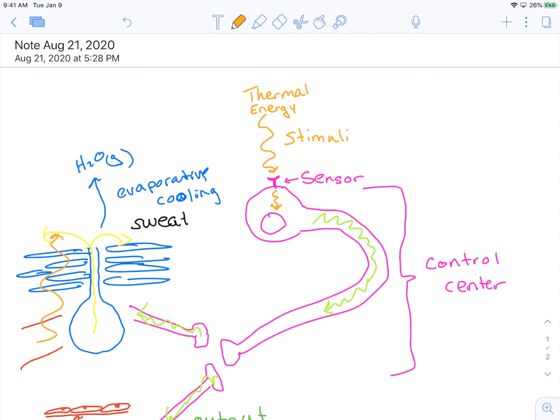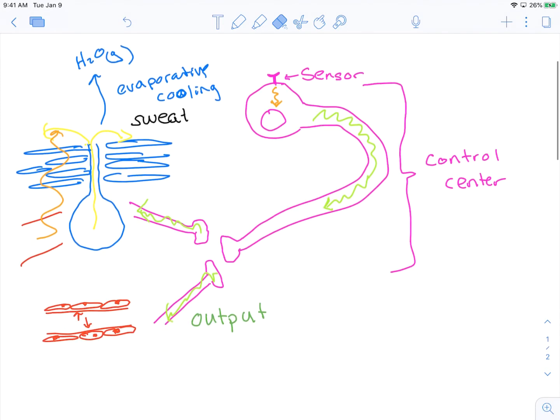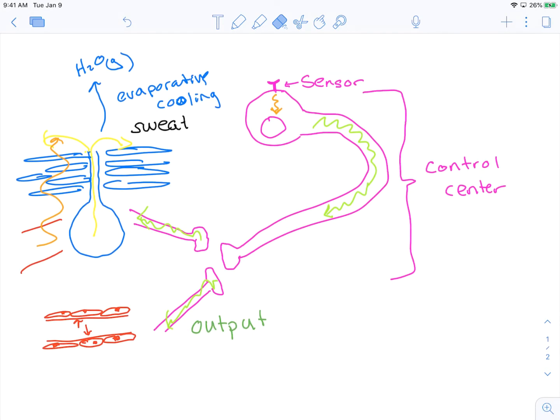And when we're hot, we get flushed, and that's because of the increased blood flow to our skin. Our cheeks get rosy, we look hot, we look flushed. And so once this has continued for a while, what that actually does is removes the initial stimuli. Once that stimuli is gone, this entire process stops working.